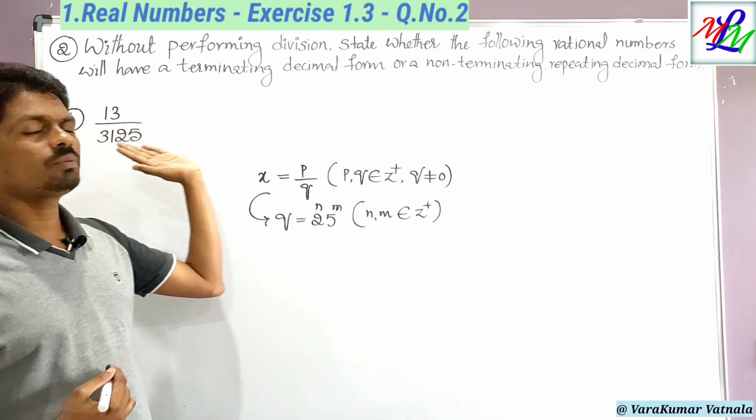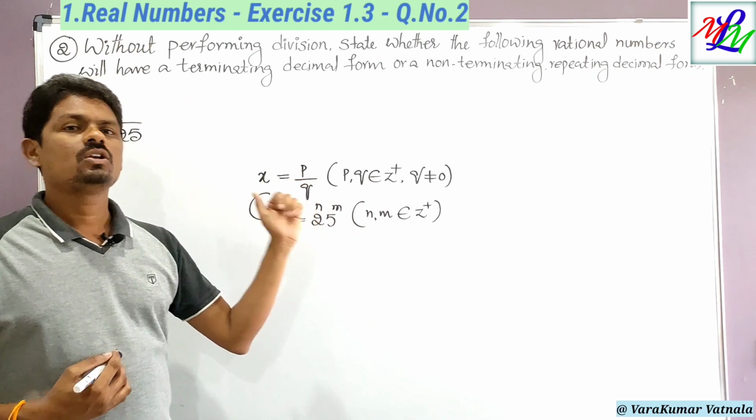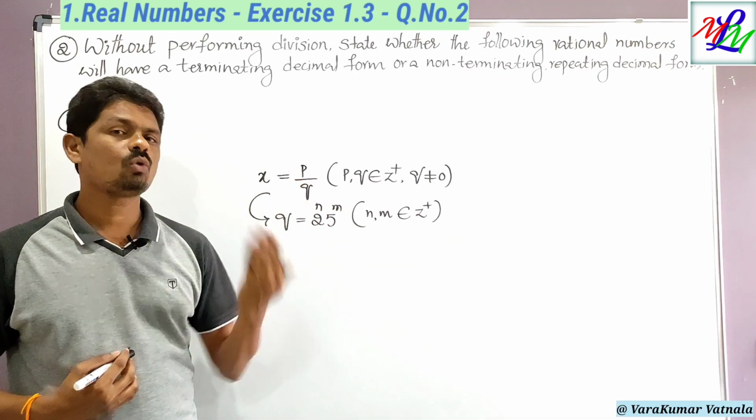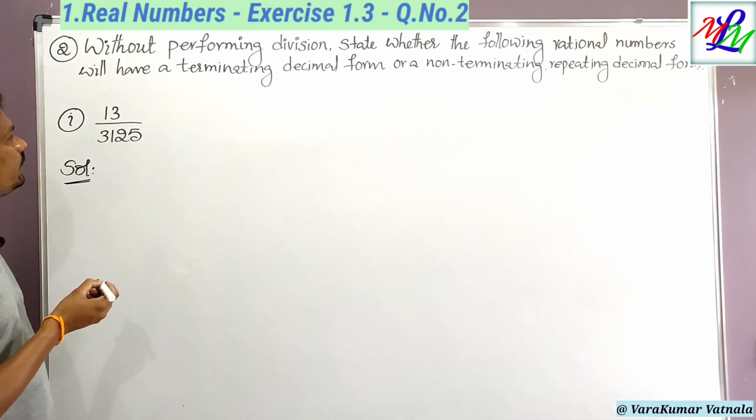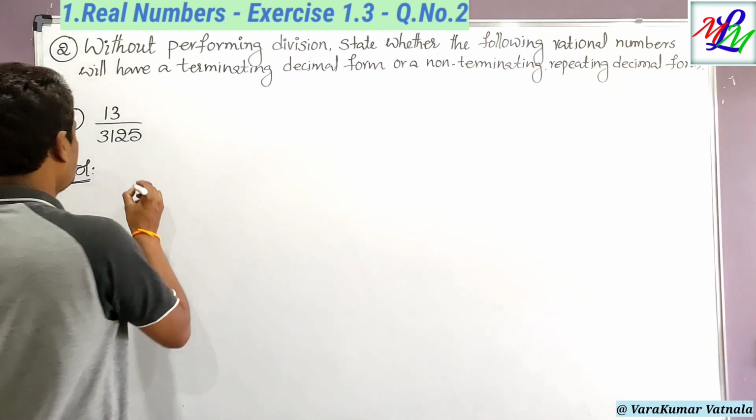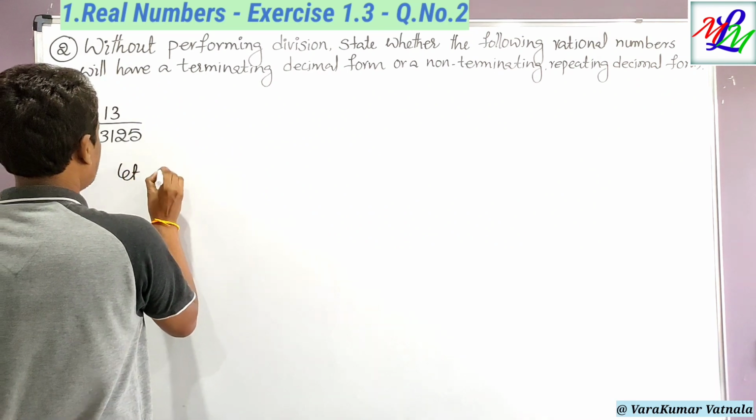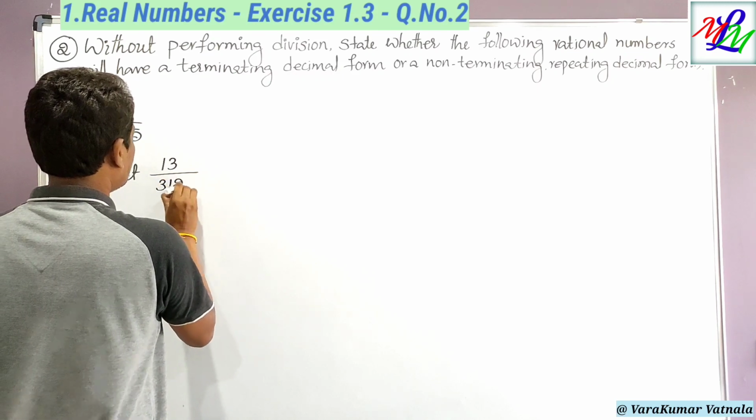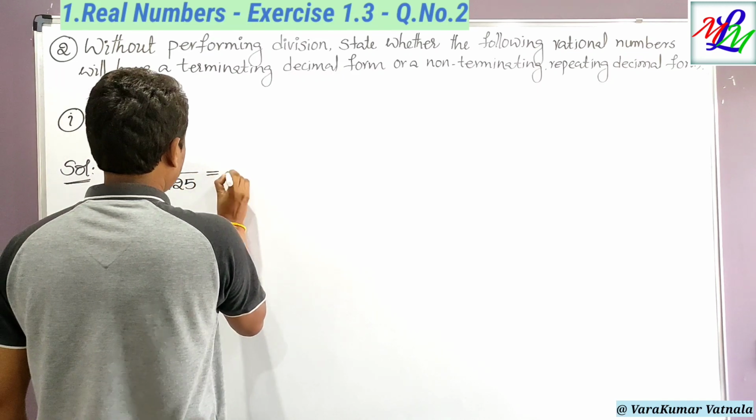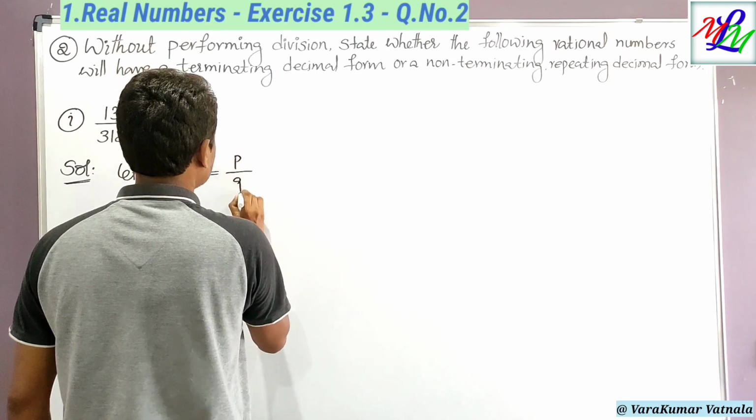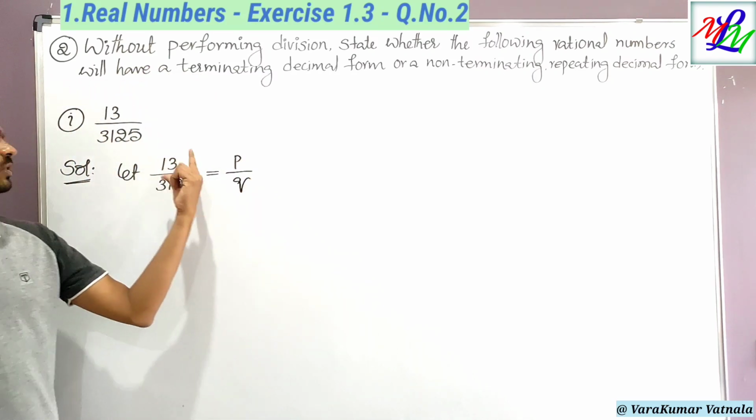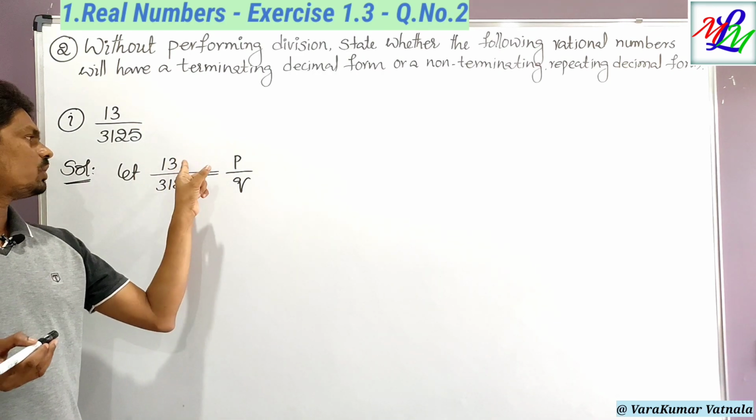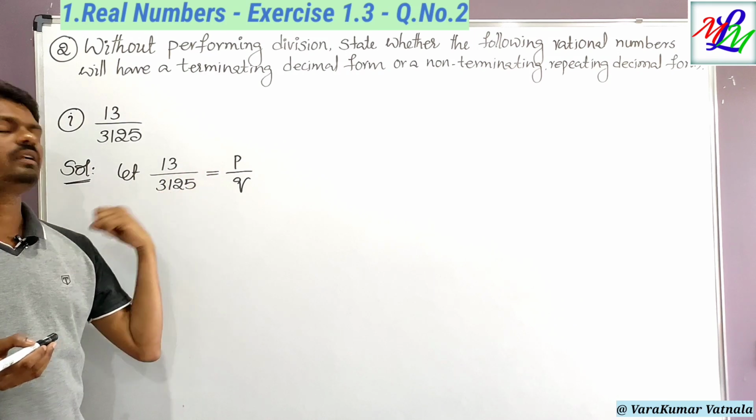So student, in the second problem there are totally 10 bits. This is the first bit, 13 divided by 3125. We have to solve one by one. So let 13 divided by 3125 be equal to p by q. First we have to observe whether there are any common factors for the given rational number. Here 13 will not divide 3125.